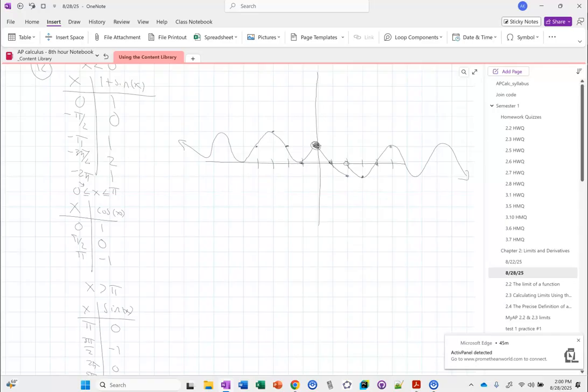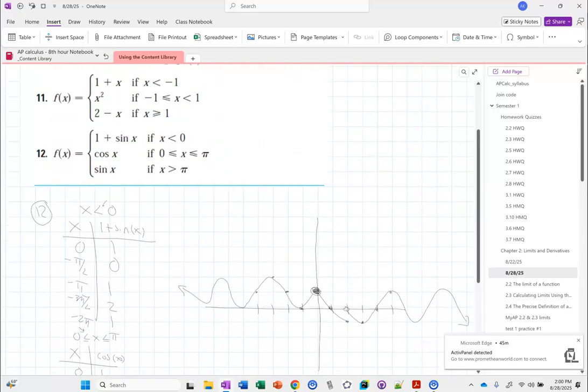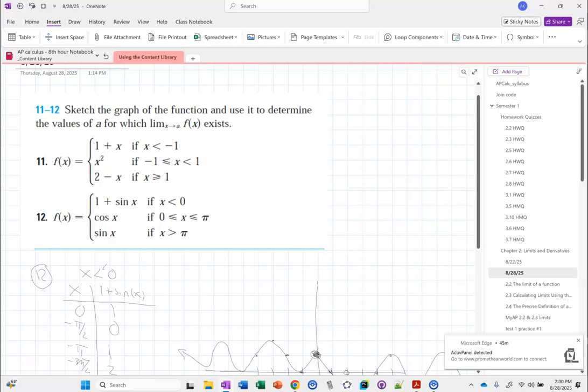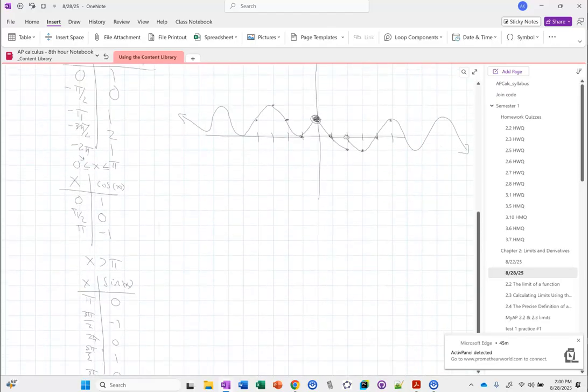Okay, so we did the hard part, which was getting the graph. We still have to talk about the actual question, because this question asked us to graph the thing and then do something with it, right? So we sketched the graph. Sam, you good with the sketch? You got the sketch. Okay. And it says, use it to determine the values for a in which the limit doesn't exist.